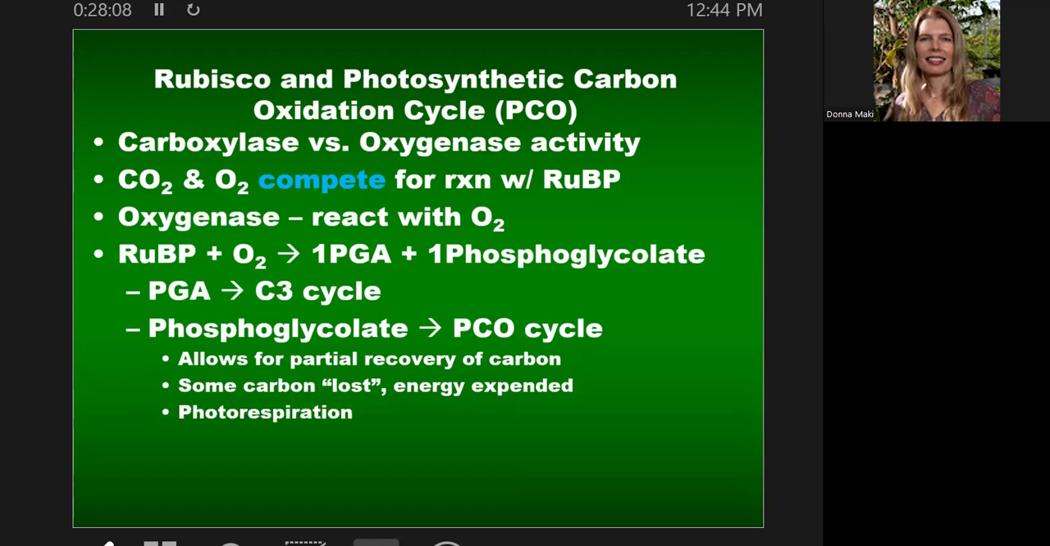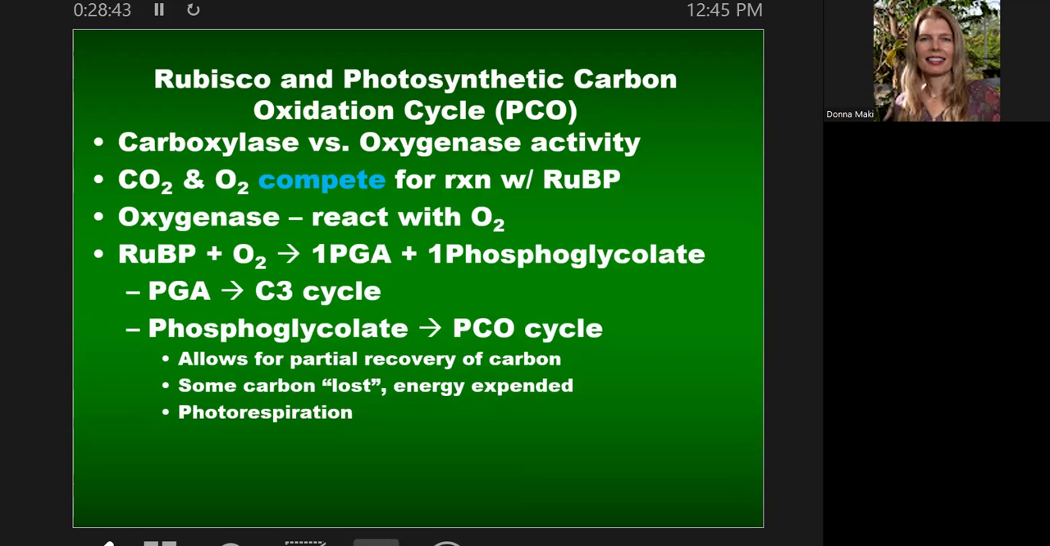Some people call the PCO cycle photorespiration. They're using the analogy of when we respire, like right now we're respiring. What are you giving off when you exhale? What gas? Carbon dioxide. So when they say some carbon is lost, they actually see the plant lose some carbon dioxide. Instead of fixing it into sugars, it's actually lost. I'll show you what I mean by that with some visuals here. That's why they named it photorespiration.